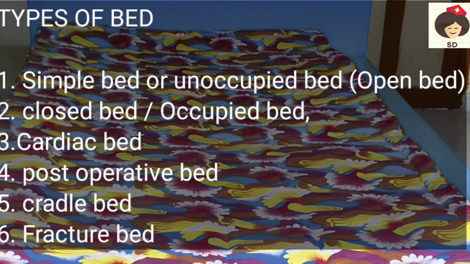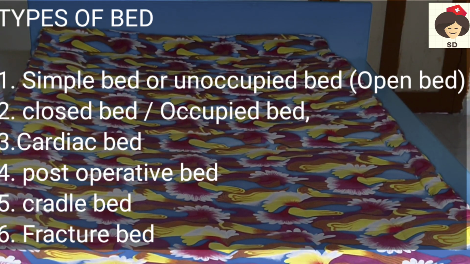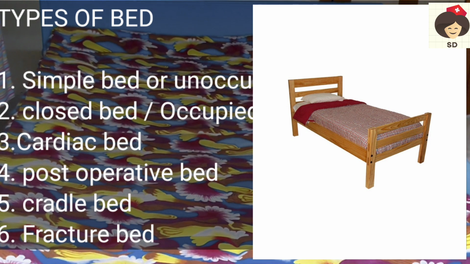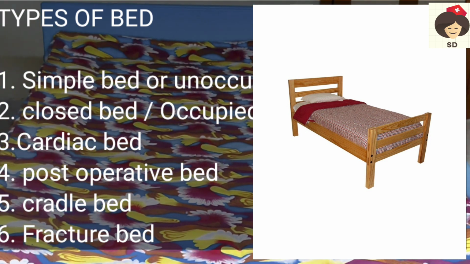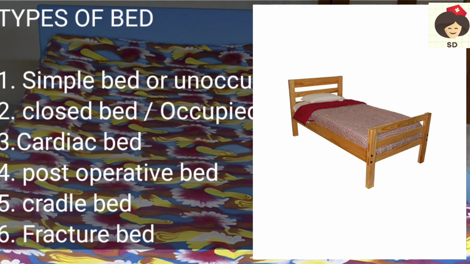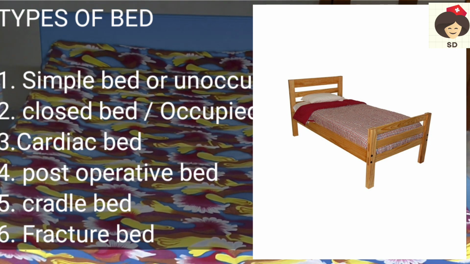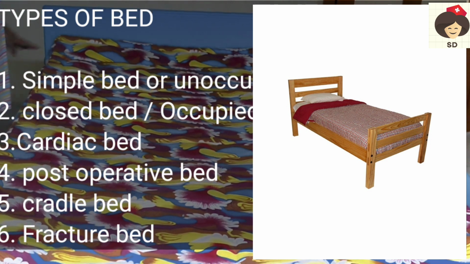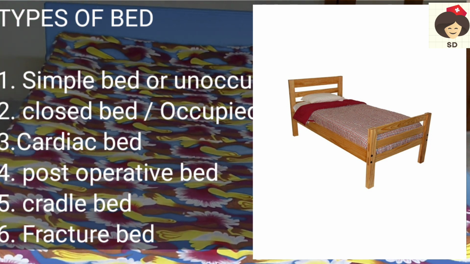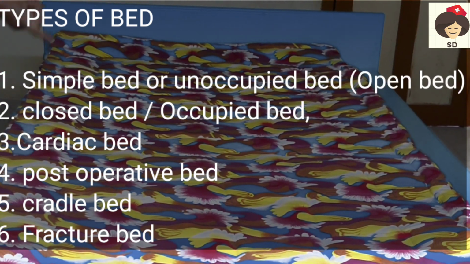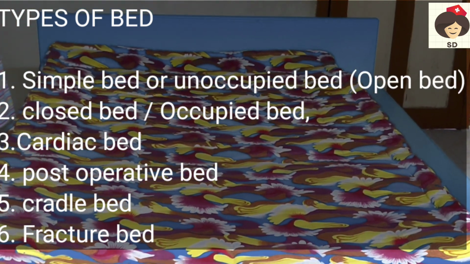There are so many types of bed. First is the open bed. An open bed is done when the bed is empty and we are waiting to receive the patient from the admission area. When any patient is newly admitted in the hospital, we make the bed ready and receive the patient; that is called an open bed. It is also called an unoccupied bed, because there is no one in it.